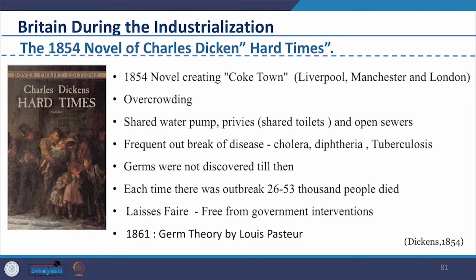We also find a saddening description of the situation in the 1854 novel of Charles Dickens, Hard Times. He was an English writer and social critic who created Coketown, said to be based on his travel and observation of Manchester, Liverpool and London. You may read that novel to understand the situation better.